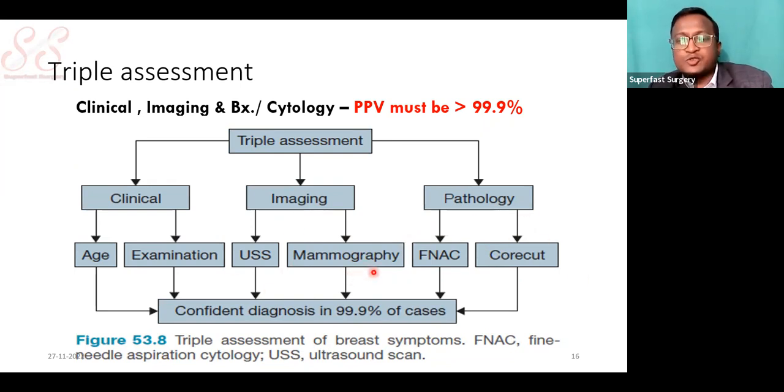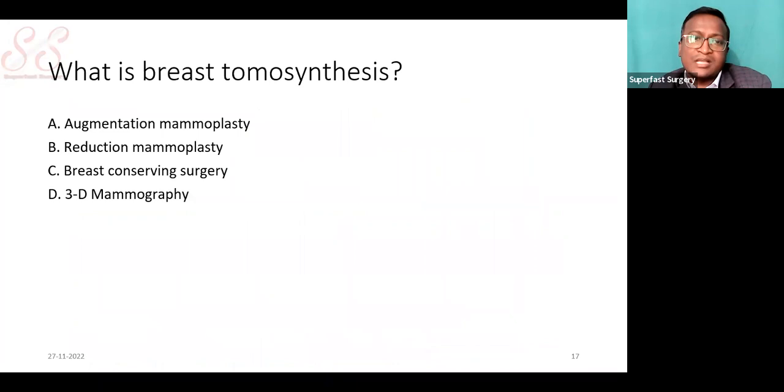There is another term called triple score. That triple score is when we are able to concordantly say that this is benign, or concordantly say that it is malignant. That is also based on all these parameters. If clinically they say it is malignant, on imaging it is malignant, and in pathology also it is malignant, then that is known as concordantly malignant. Similarly, if clinically it is benign, on imaging also it is benign, and on pathology also it is benign, that becomes concordantly benign. So that is how new things have come up.